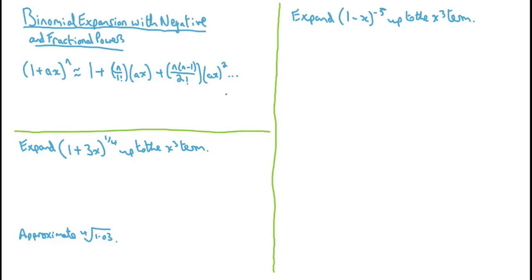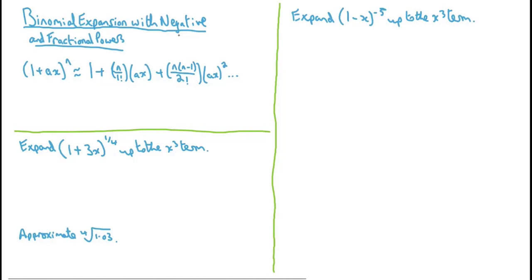And this one wouldn't stop, this one would keep on going and going, but as with the AS questions, you would just be asked to do like the first 3 terms or something like that to give an approximation. So another part of this, as well as it having to be a negative or fractional power, is that this first term here has to be 1 this time.